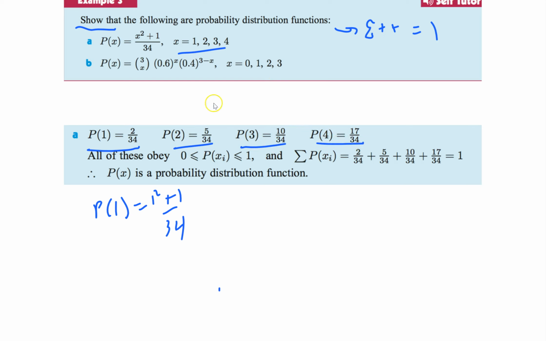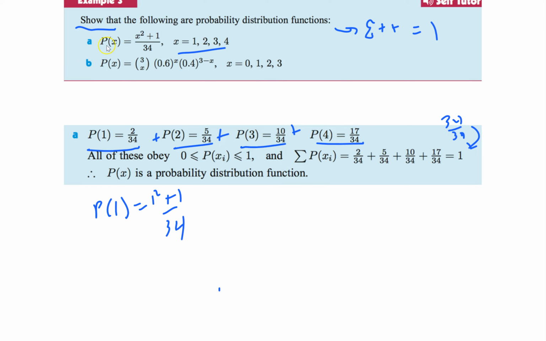Right? Notice first that none of them are negative, so we're still good. If one of them was negative, it would not be a proper distribution. And then now you want to add them all up. 2 plus 5 plus 10 plus 17. And you would get 34 over 34, which equals 1. So it should work out. Again, all your probabilities should equal 1 together. So it is a probability distribution.